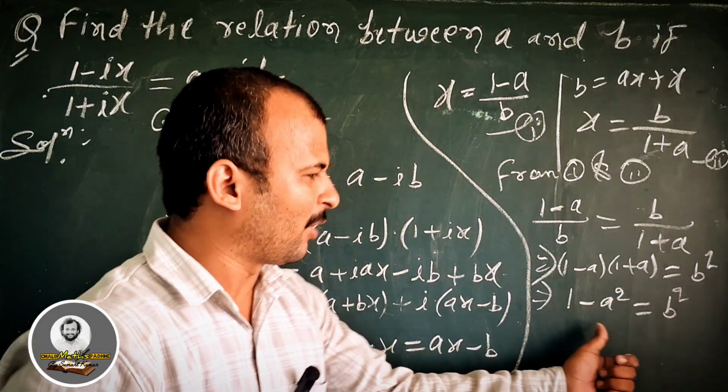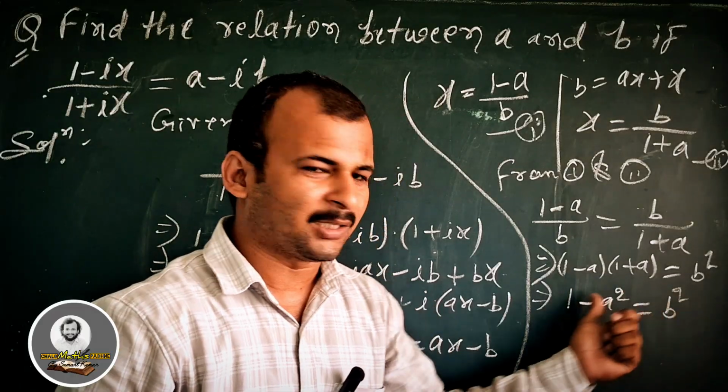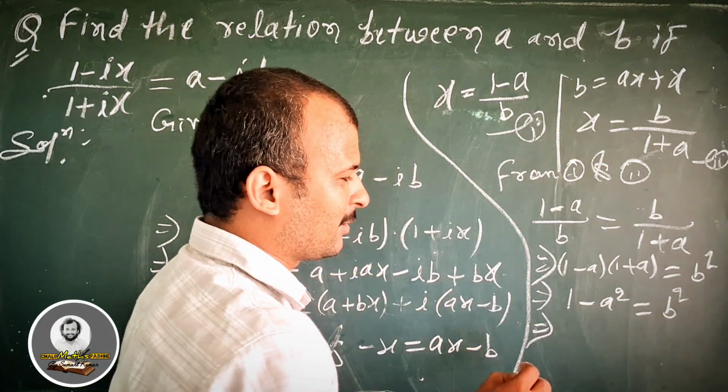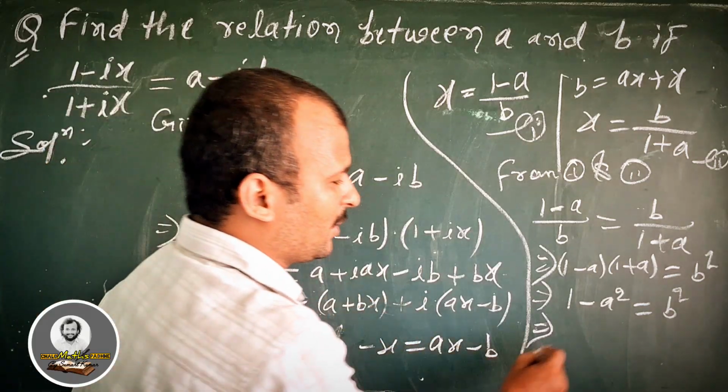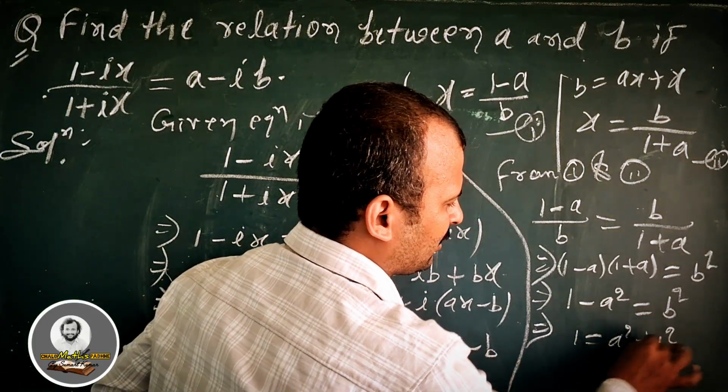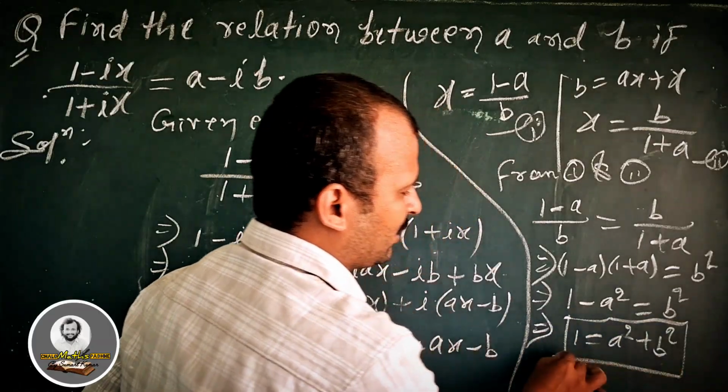We are using the formula (a plus b) into (a minus b) equals a square minus b square. And hence we get the required relation between a and b, which is 1 equals a square plus b square. This is the required relation between a and b.